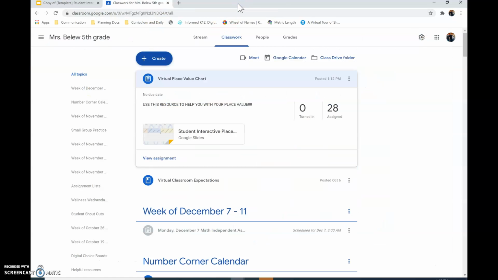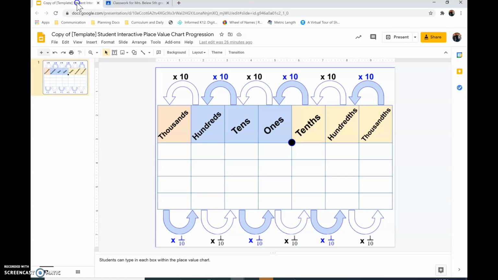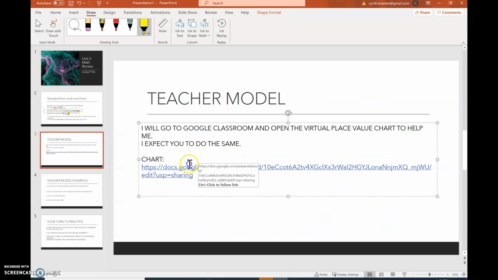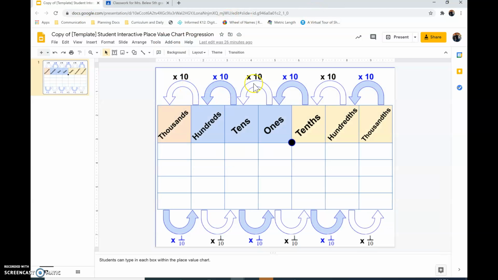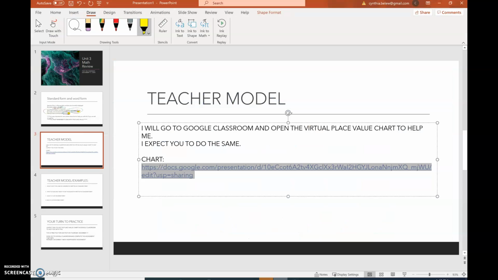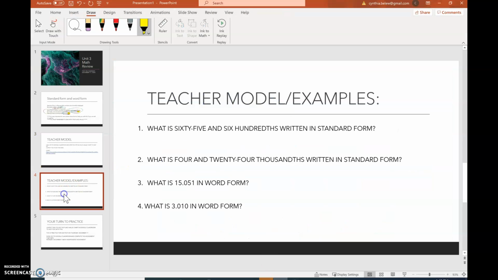I'm not going to use the one in Google Classroom because it will mess yours up. So I have mine already connected right here. And I could copy and paste it. Let me see. There, I already have one up. So I'll be switching back and forth between my video and that. So I do expect that you use this.